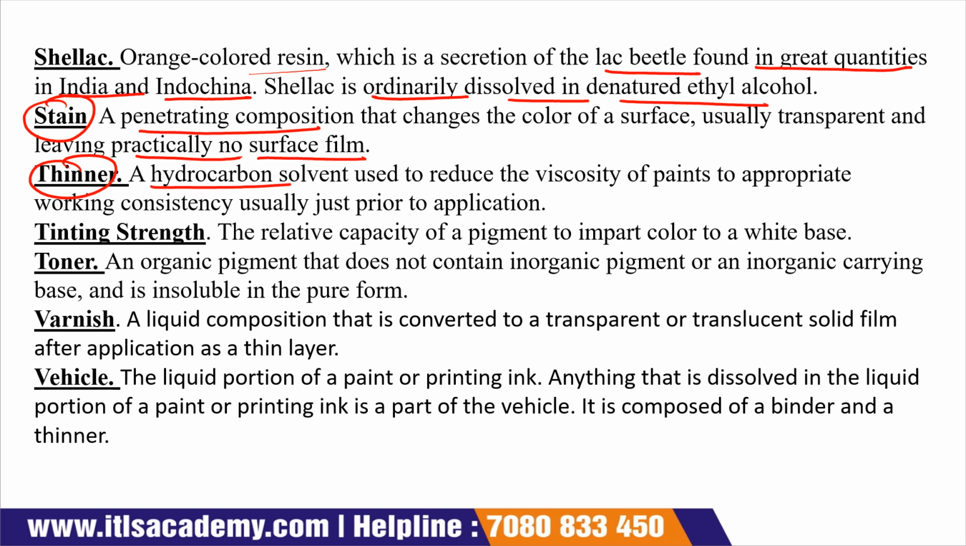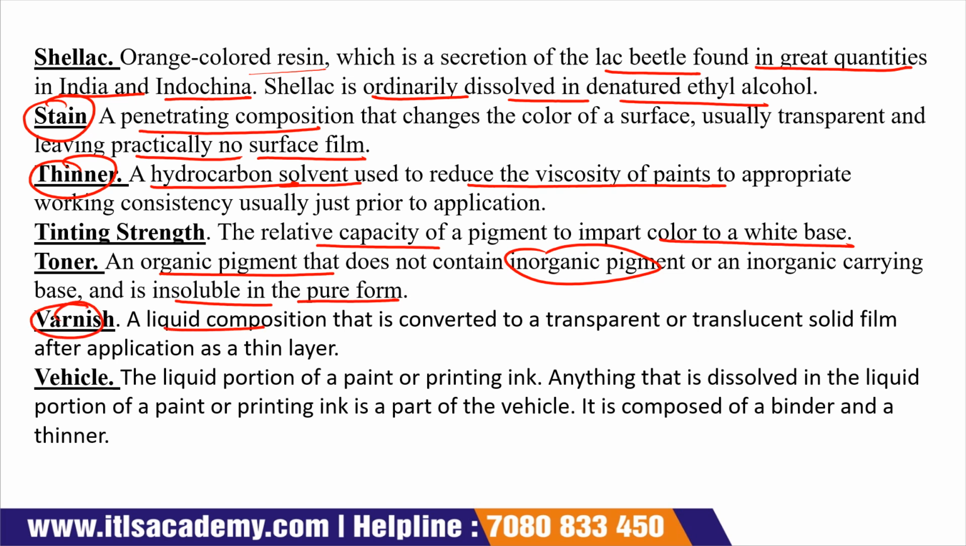Thinner: a hydrocarbon solvent which is used to reduce the viscosity of the paint. Tinting strength: the relative capacity of a pigment to impart color to a white base. Toner is known as an organic pigment that does not contain any inorganic pigment. In toner we only have an organic pigment, and it does not contain any inorganic pigment or inorganic carrying base, and it is insoluble in the pure form.